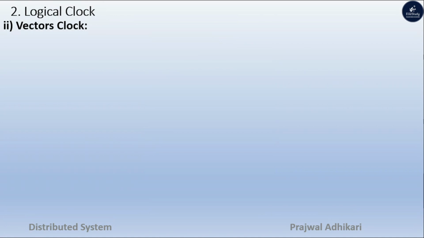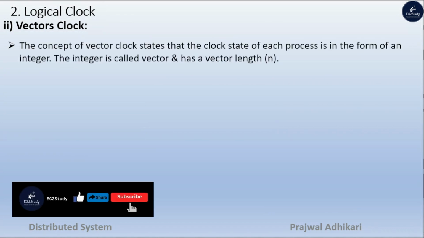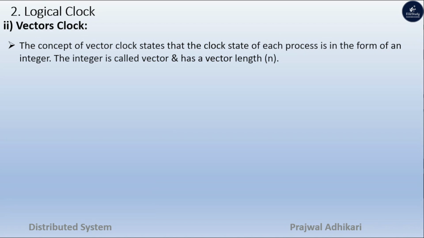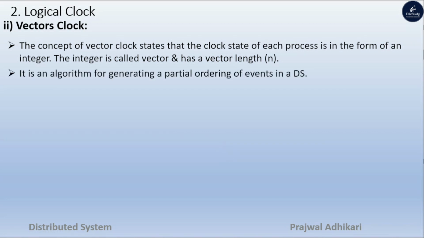Now we will study vector clocks. The concept of vector clock states that the clock state of each process is in the form of an integer, and the integer is called a vector and has a vector length. It is an algorithm for generating a partial ordering of events in a distributed system.